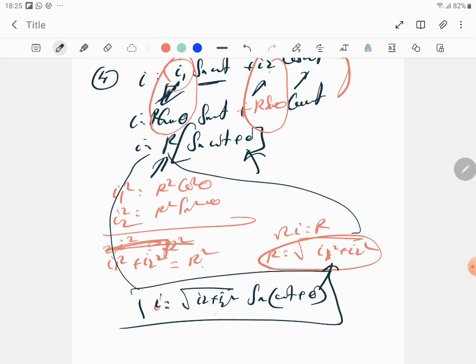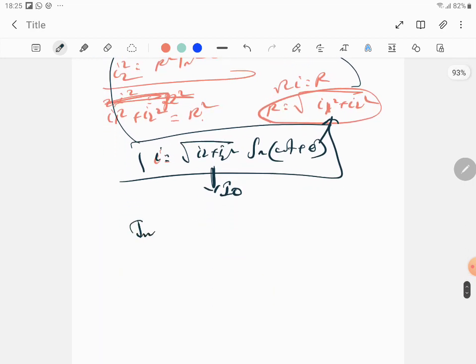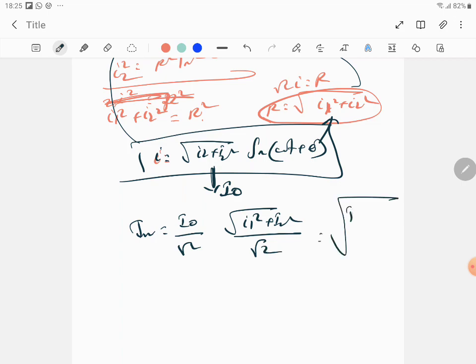From here, what do I understand? This is my peak value, I naught. And IRMS is I naught by root 2. So it is root of I1 square plus I2 square, divided by root 2. Or within a full root, you can write I1 square plus I2 square by 2.